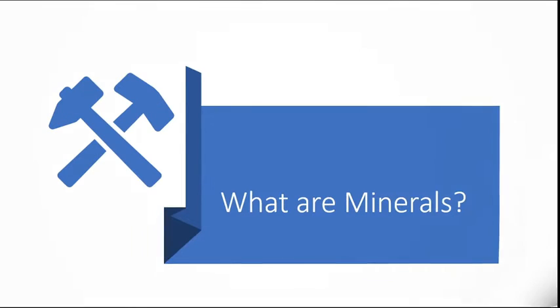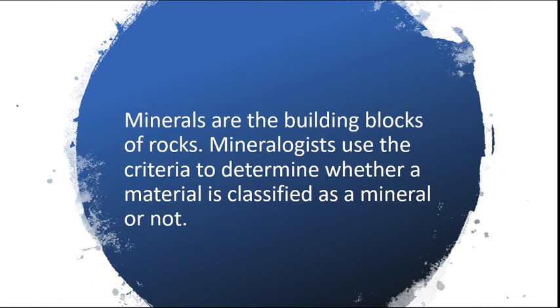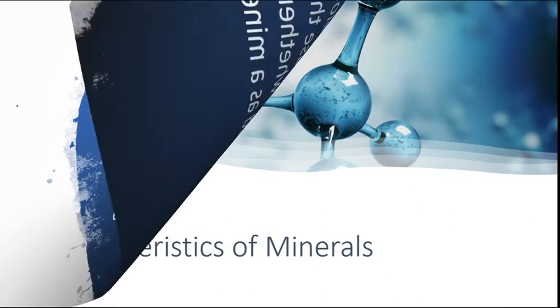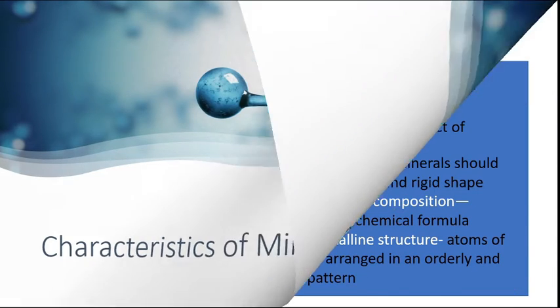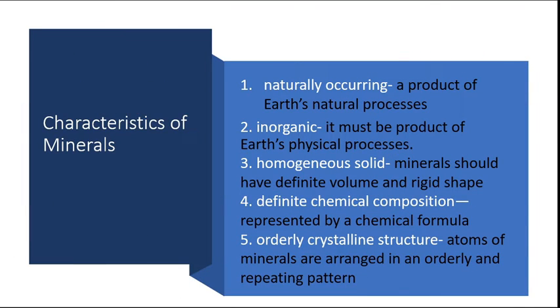What are minerals? Minerals are the building blocks of rocks. Mineralogists use criteria to determine whether a material is classified as a mineral or not. Characteristics of minerals. 1. Naturally occurring, a product of Earth's natural processes. 2. Inorganic, it must be a product of Earth's physical processes.